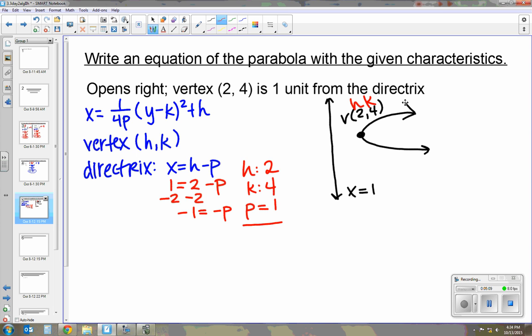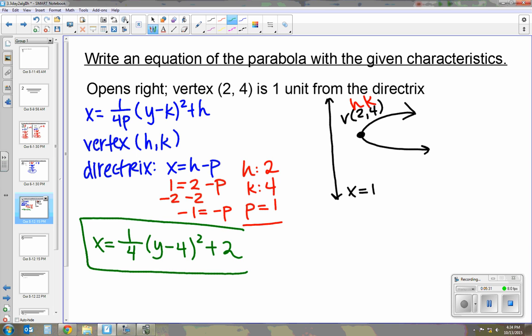Now we can use these pieces of information to plug it back into our original. So our equation is going to be x equals 1 over 4 times p, and 4 times 1 is 4, (y minus k, which is 4) squared plus h, which is 2. And now we have our final equation for that one. So be really careful if you identify it as x equals or y equals. Let's try another one of these.